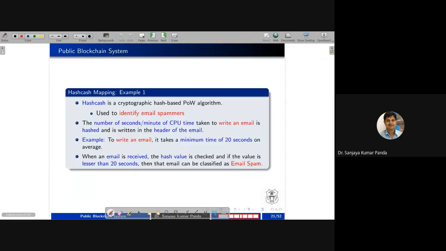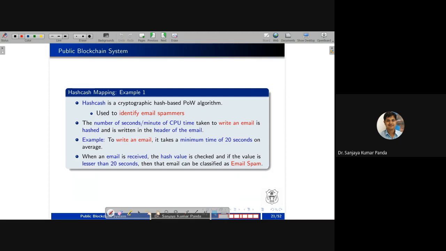Now, not only this, the hashcash mechanism can also be used to identify email spammers. Like some emails are not coming to the inbox; they are going to the spam box. So hashcash is a cryptographic hash-based proof-of-work algorithm. For example, suppose you want to write a particular email. If I ask you how much time is required to write it, somebody will say 20 seconds, somebody will say 60 seconds, 1 minute, 2 minutes.